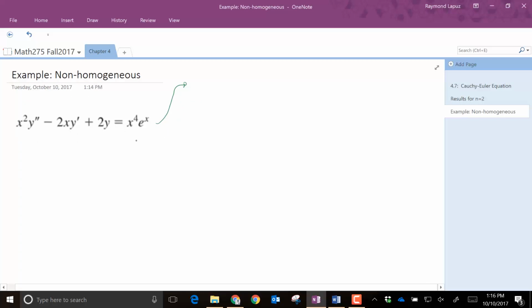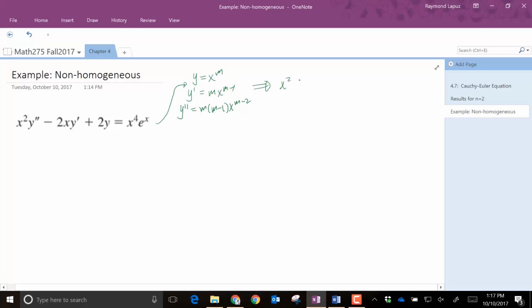But taking the derivative of this is a product rule. Anyways, we got y is equal to x to the m. Y prime is equal to m x to the m minus 1. Y double prime is equal to m times m minus 1 x to the m minus 2.